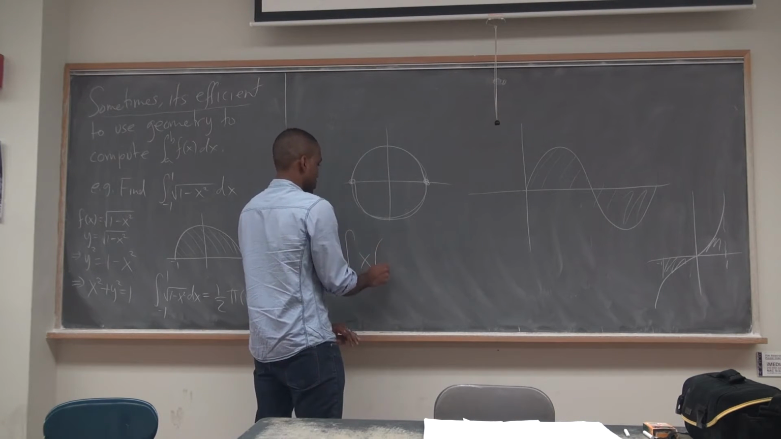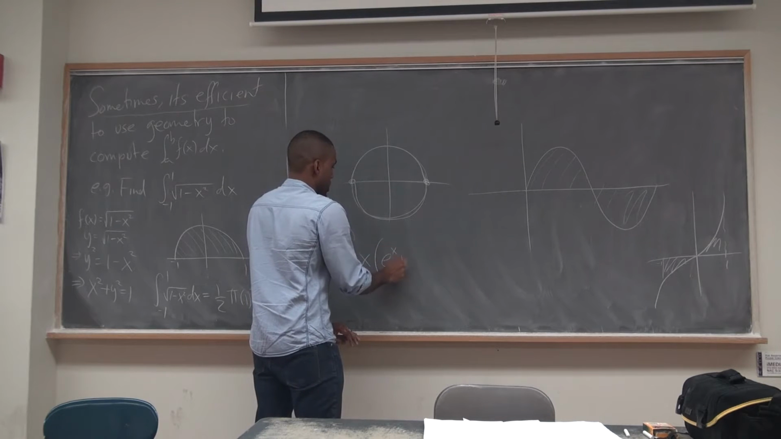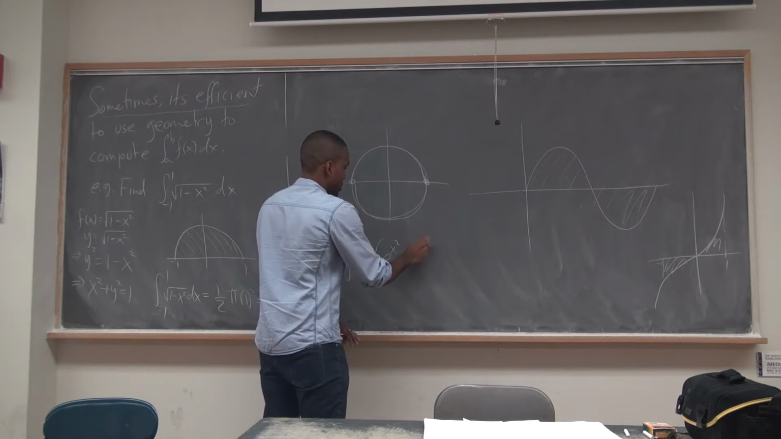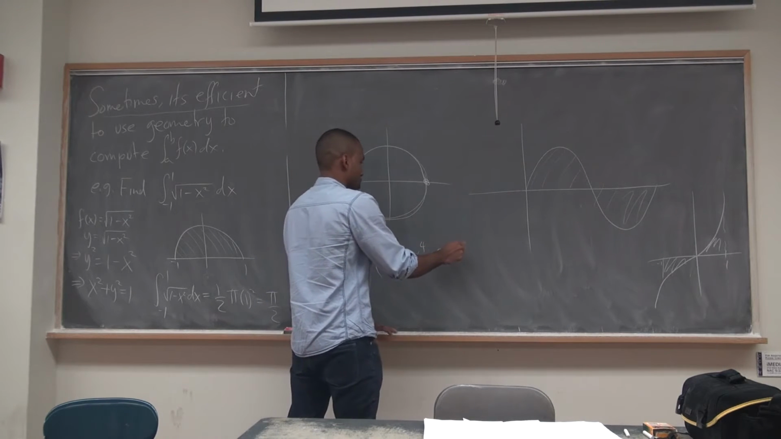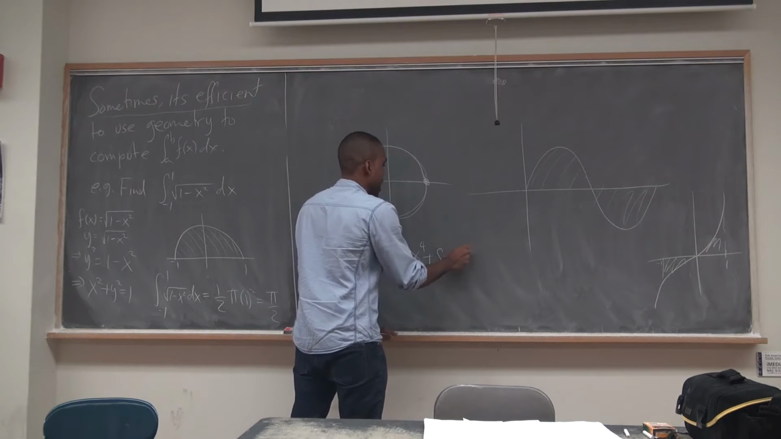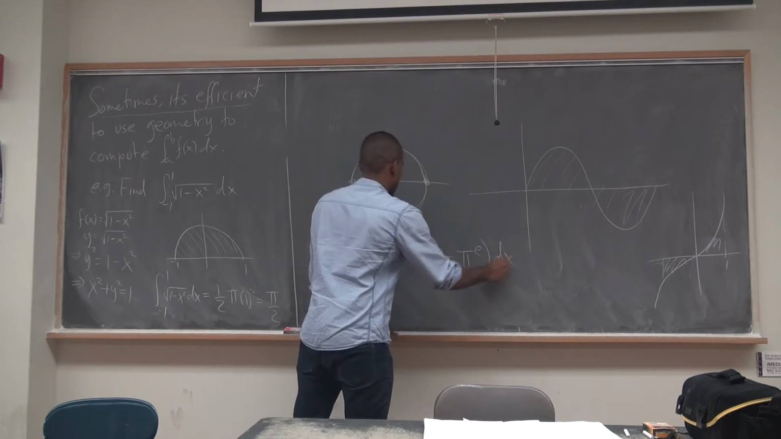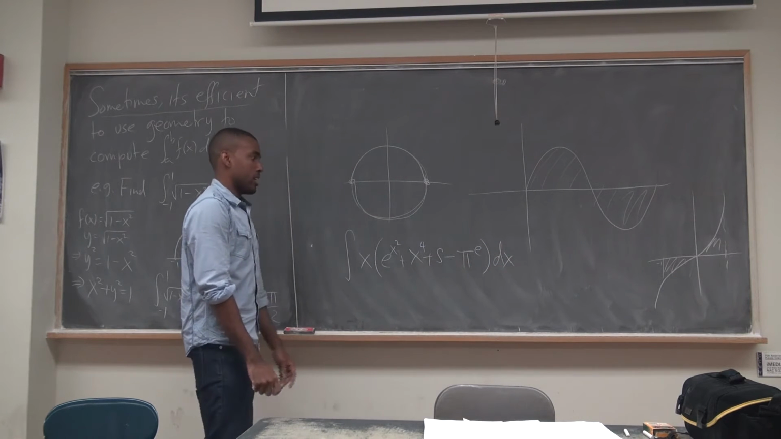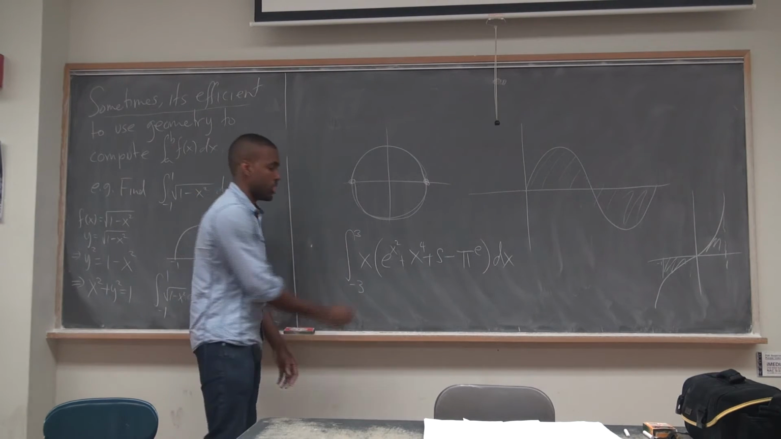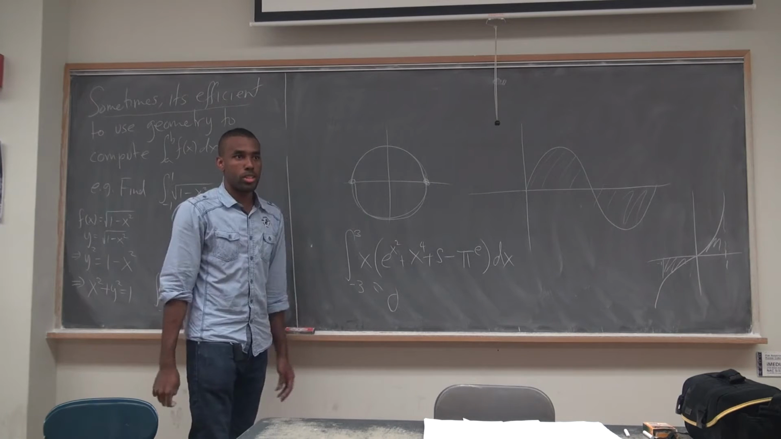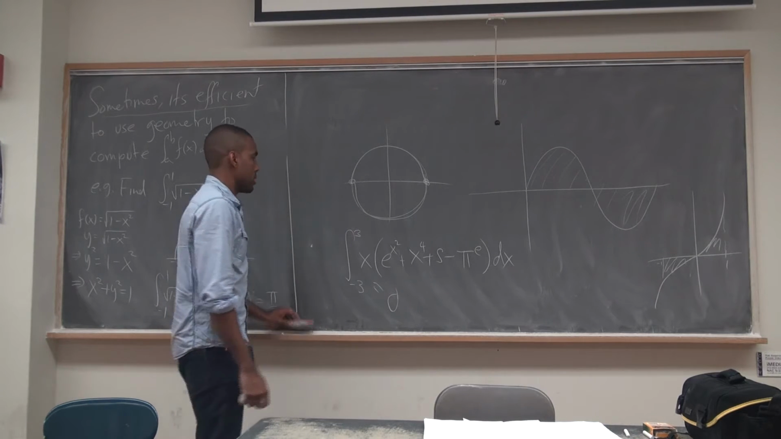x times e to the x squared plus x to the fourth plus 5 minus pi to the e dx. And I could say, what's the answer? 0. Because it's an odd function. I don't have to do anything.